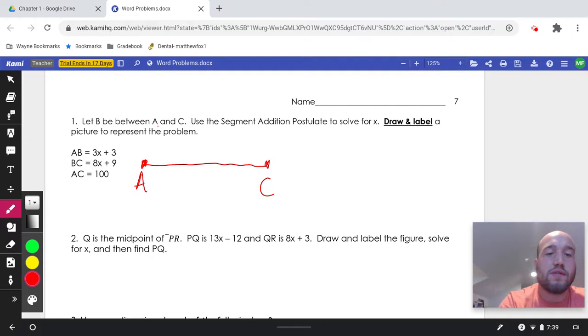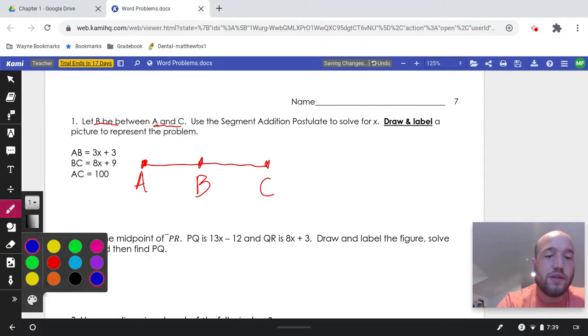Our picture might not be perfect, but at least it can give us the endpoints of A and C. We know that because of right here. And B is somewhere between. I don't know exactly where, but that's where I'm going to guess for now. Now, it tells us three pieces of information. AB is 3x plus 3. BC is 8x plus 9. And the whole thing is 100.